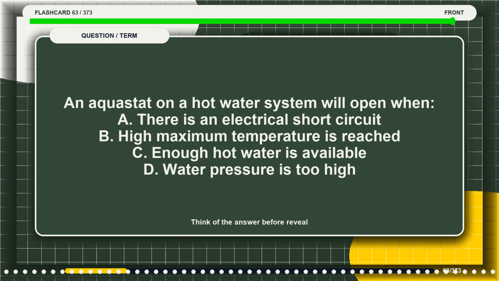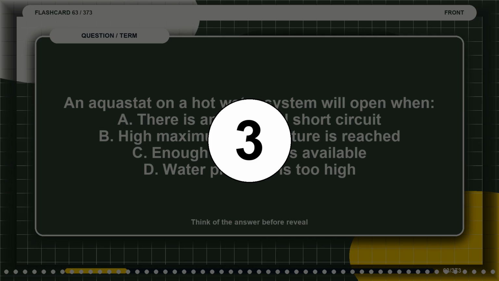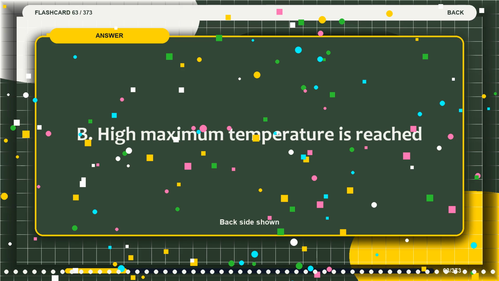Flashcard 63. An aquastat on a hot water system will open when: A. There is an electrical short circuit. B. High maximum temperature is reached. C. Enough hot water is available. D. Water pressure is too high. Think of the answer before the reveal. The answer is B. High maximum temperature is reached.